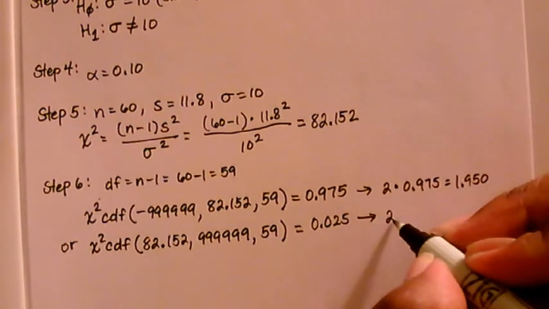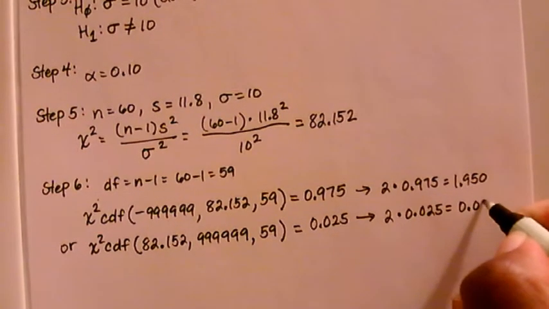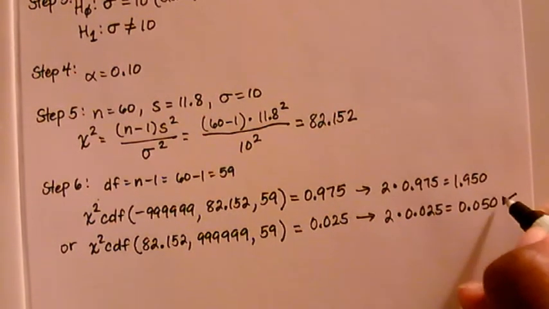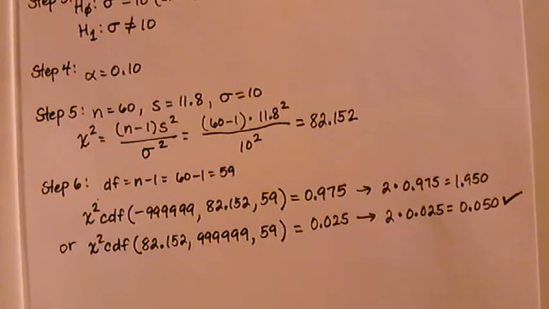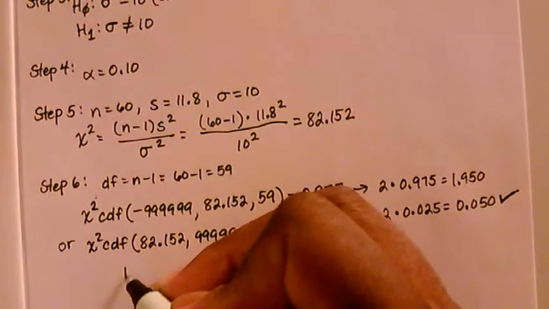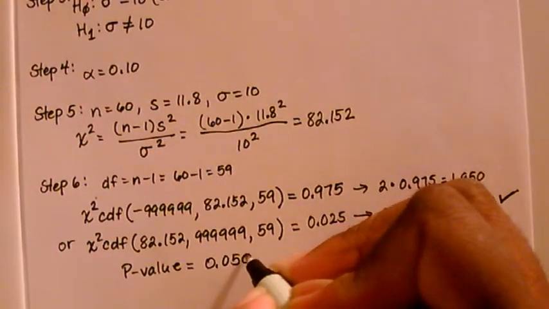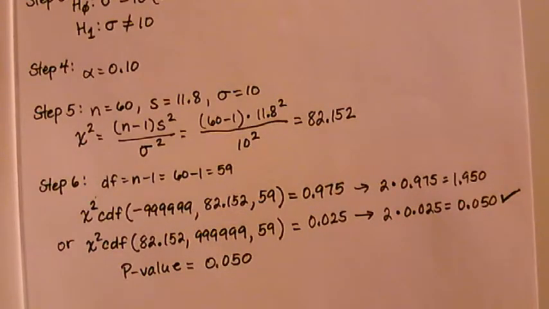Now let's take 2 times 0.025. I'm going to get 0.050. This is the one we'll use, because here we're using the smaller of the two. 0.050 is the smaller of these two p-values, so your actual p-value will be 0.050. As you can see, you have to do both of these, and then take the smaller of the two with a two-tailed test.